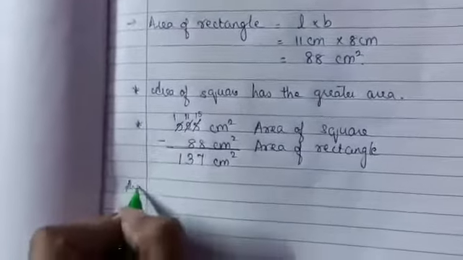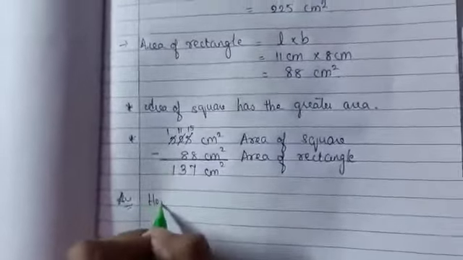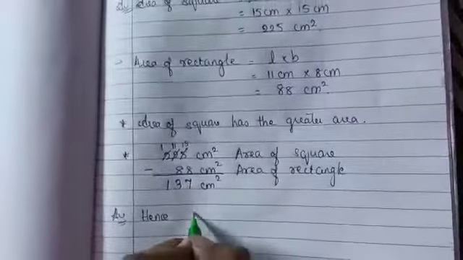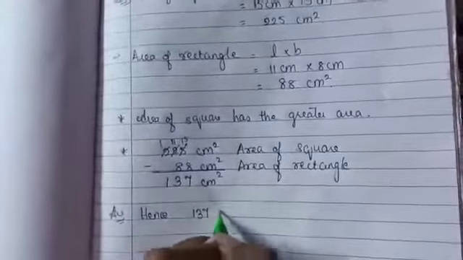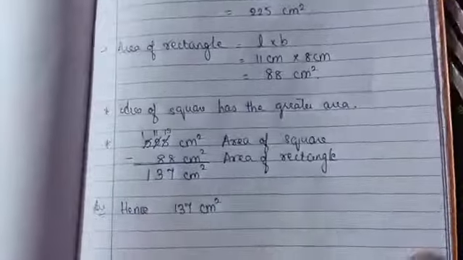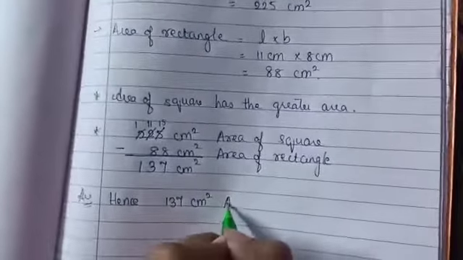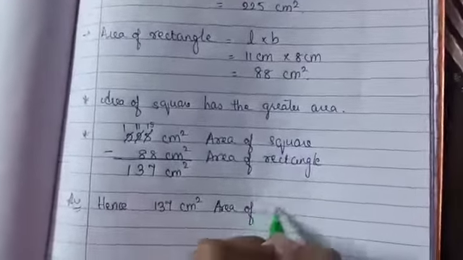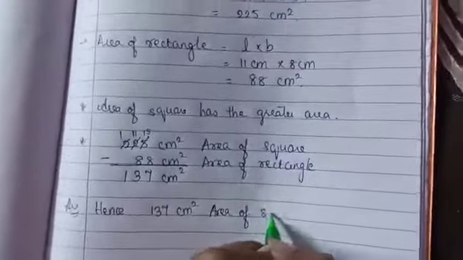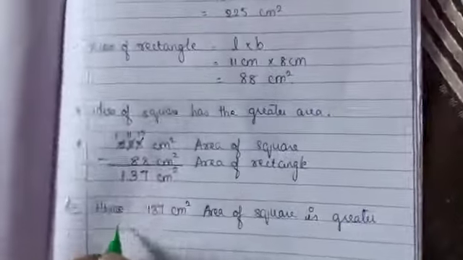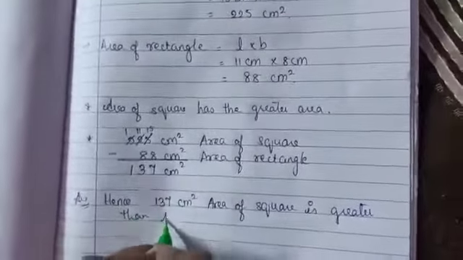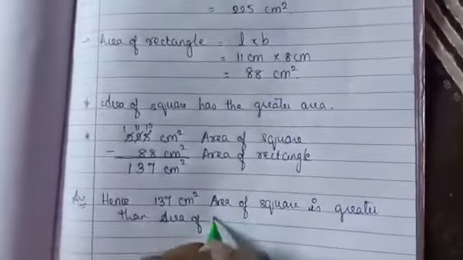So what will be your final answer? Hence, area of square is greater than area of rectangle by 137 square centimeter.